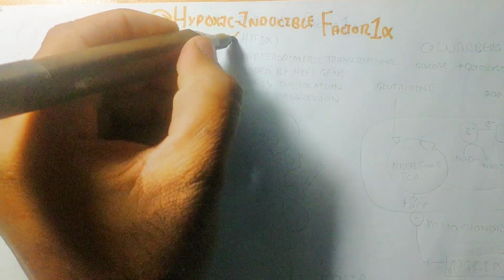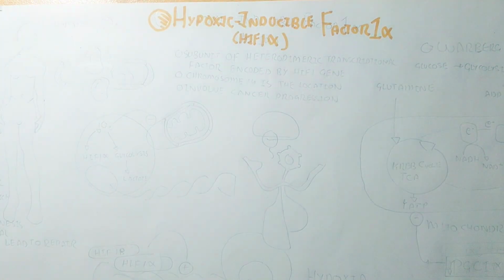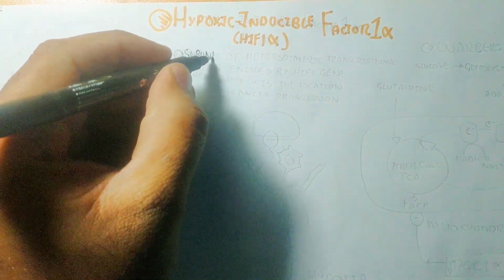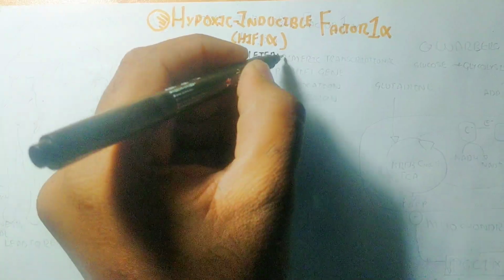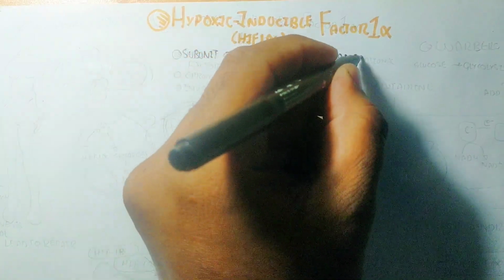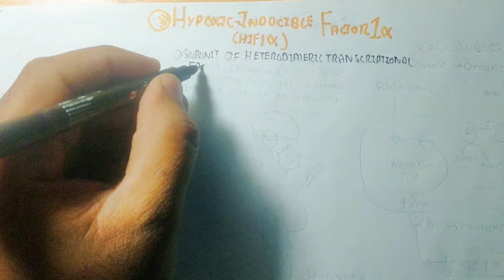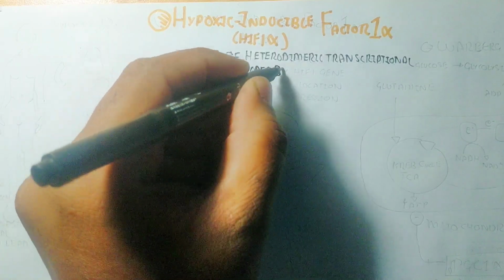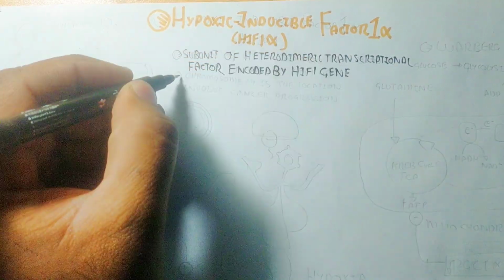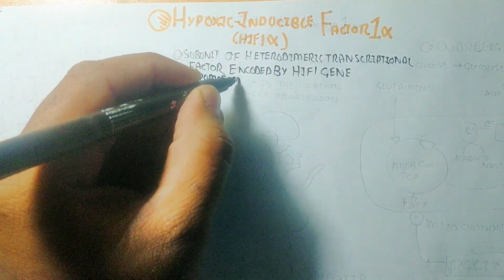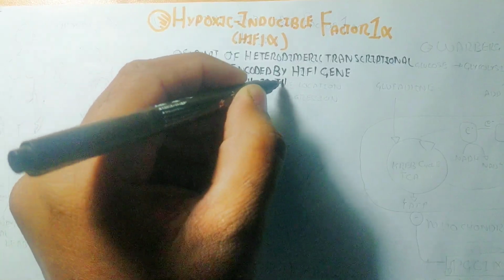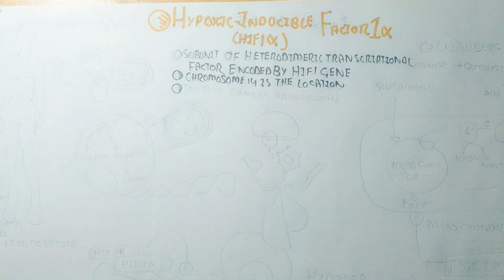Hello, in this video we will understand about the hypoxia-inducible factor 1 alpha, also known as HIF1 alpha. It is the subunit of the heterodimeric transcription factor, encoded by the HIF1 gene. The chromosome 14 is the location, for your knowledge, and it is involved in cancer progression.